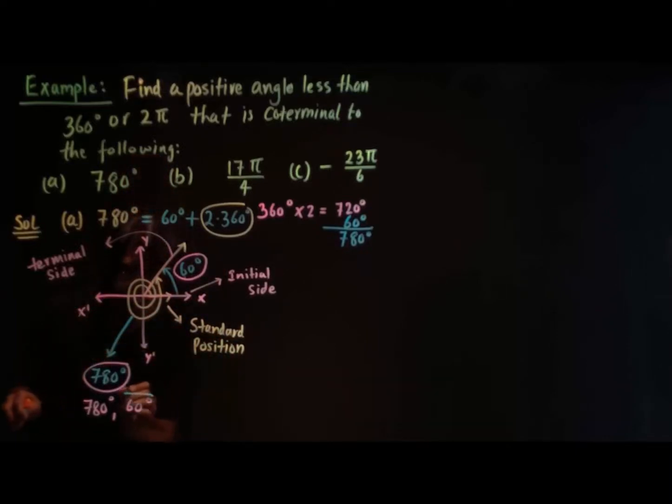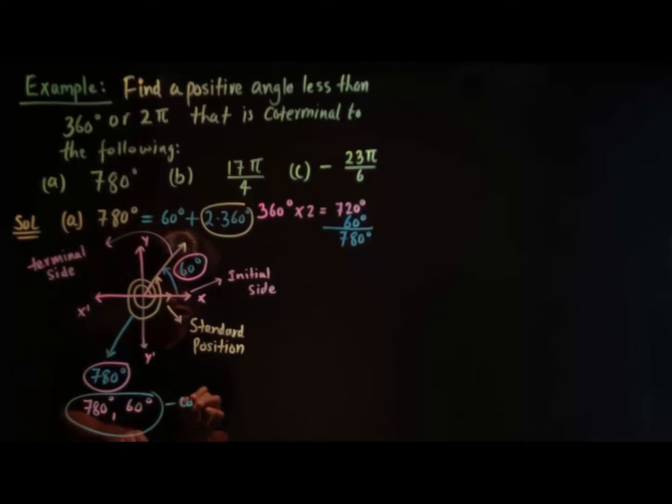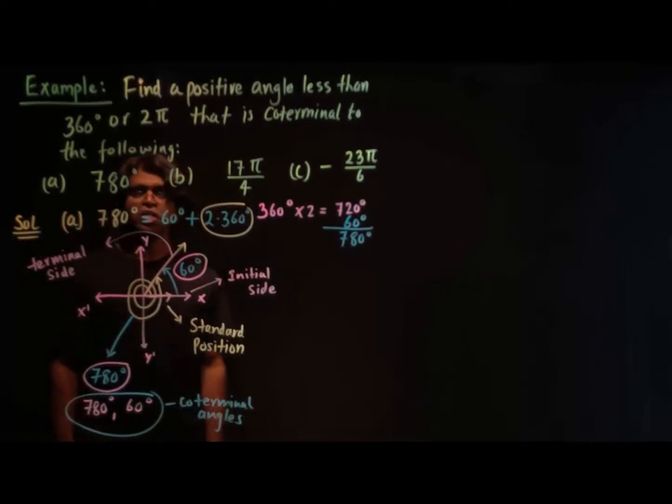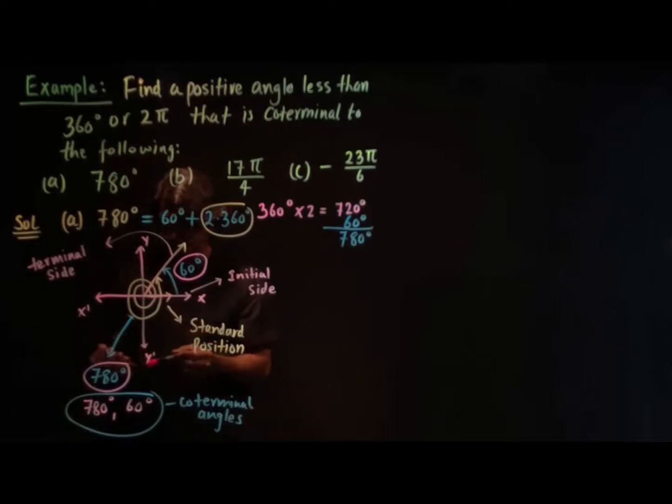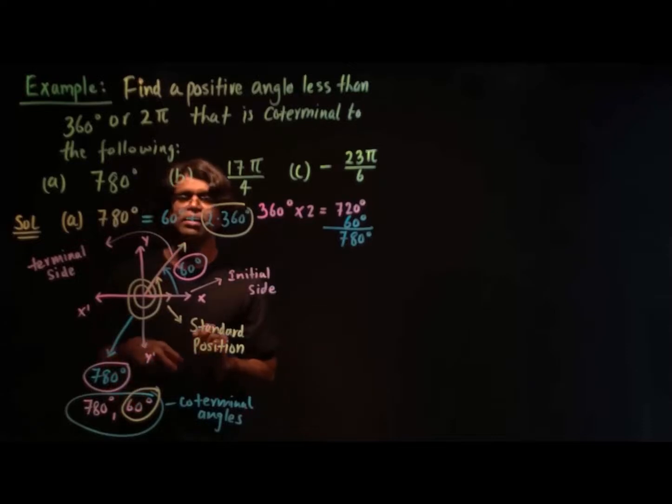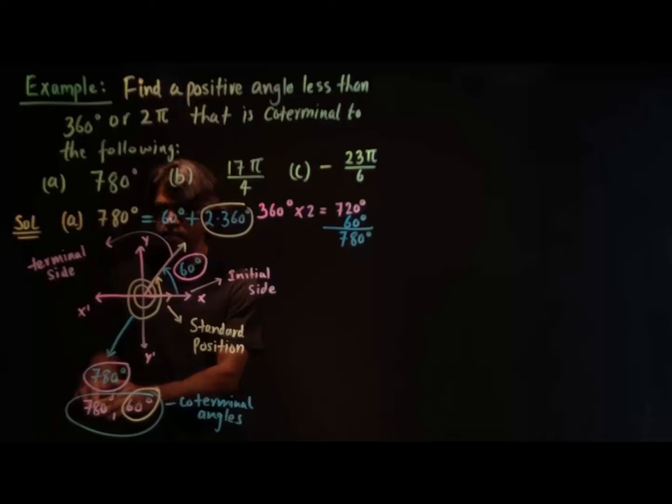So these two angles are coterminal angles. The question says a positive angle less than 360 degrees. So the positive angle less than 360 degrees is basically 60 degrees. So 60 degrees is coterminal with 780 degrees, and it is also less than 360 degrees. So 60 is the coterminal angle for 780 degrees.